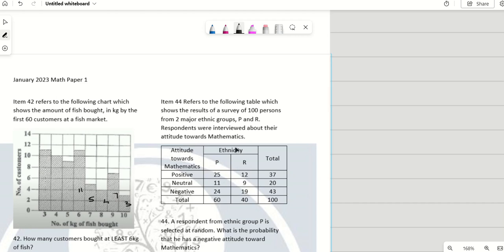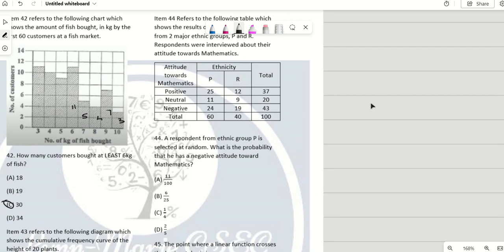This question, item 44, refers to the following table, which shows the results of a survey of 100 persons with two major ethnic groups, P and R, sorry. Respondents were interviewed about their attitude towards mathematics. A respondent from ethnic group P, so we're only talking about ethnic group P, right, is selected at random. What is the probability that they have a negative attitude towards math?